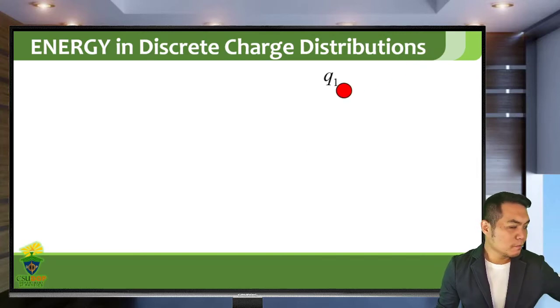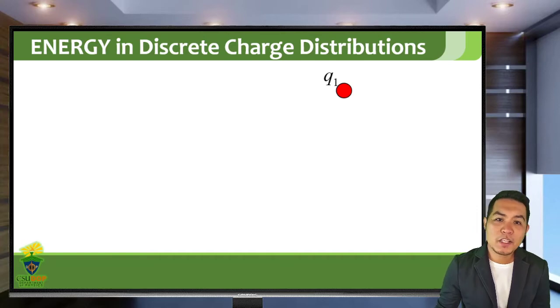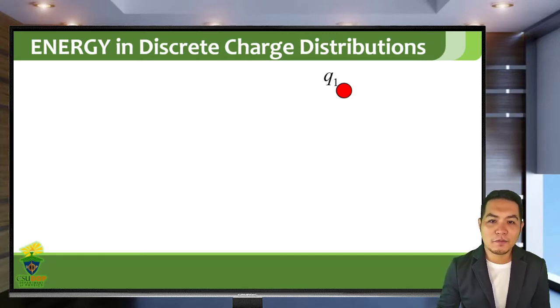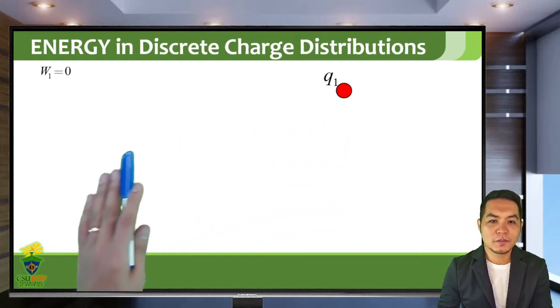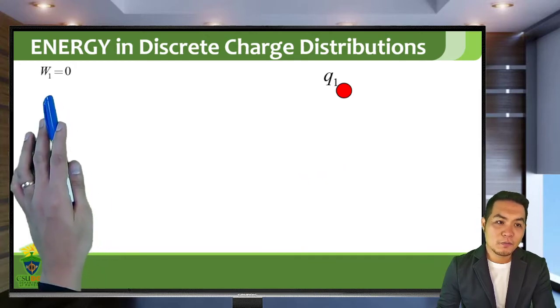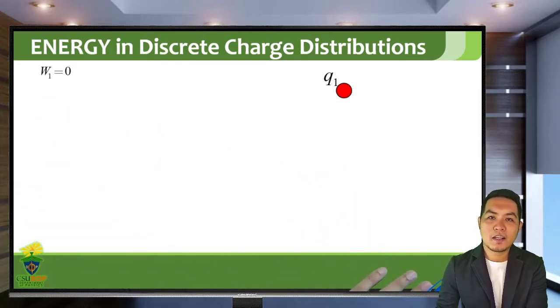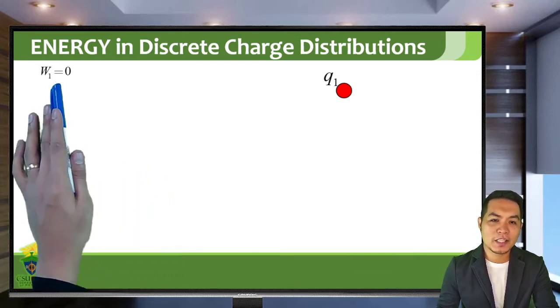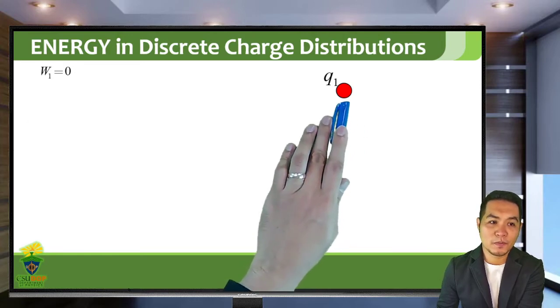So in order to find the energy of this distribution, it is basically just the work done in bringing all of the charges from infinity to their respective positions. So you will bring q1 from infinity to its position, say here, and since for the first charge there are no other charges present, the work done in bringing that charge from infinity to this point will be 0.